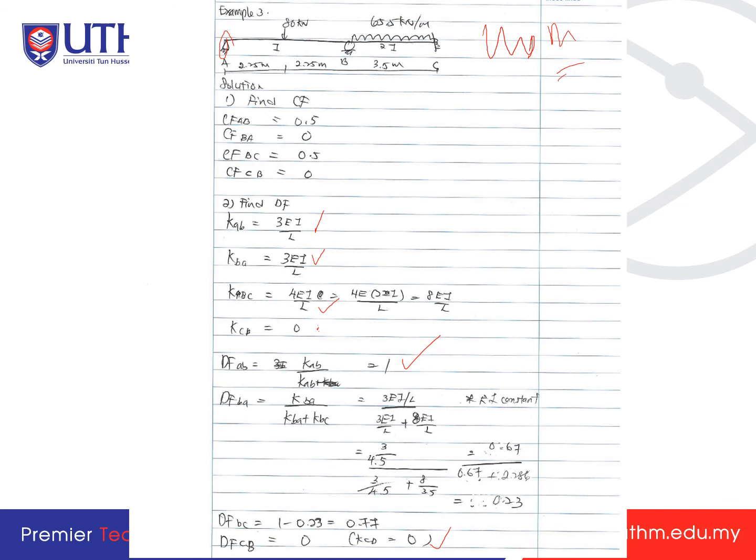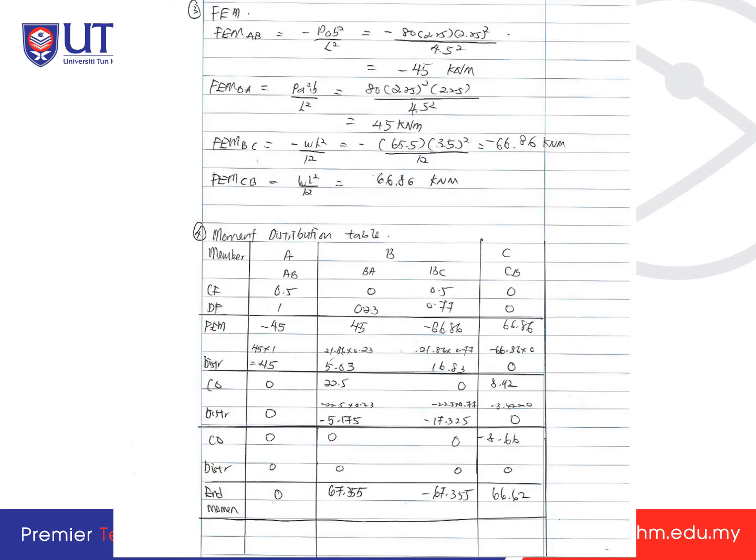Okay, and then for KBA you will use the value of 3EI over L over 3EI over L plus this one. After you calculate it, you will get 0.67. Okay, and then the KBC is 1 minus 0. Sorry, not 0.67, 0.23. Okay, 0.23, and then this one is 0.77.